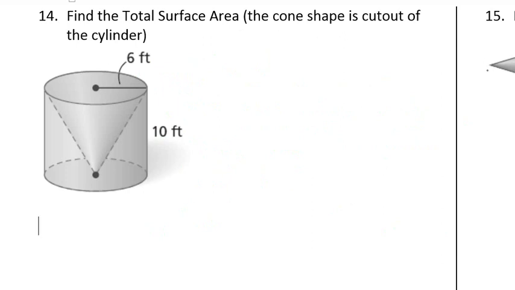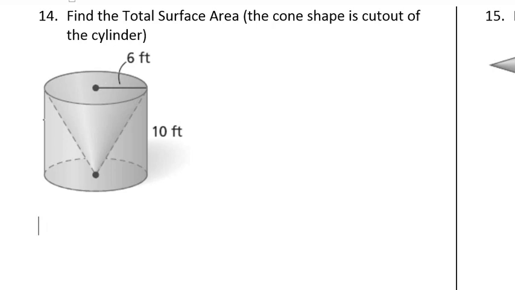Number 14, find the total surface area. The cone shape is cut out of the cylinder. So this right here is hollow. This is not here. So we want to find the surface area. Now remember, the surface area is the part that you can touch. So this cone is out. That means I can touch this part of the cone, but there is nothing up here.